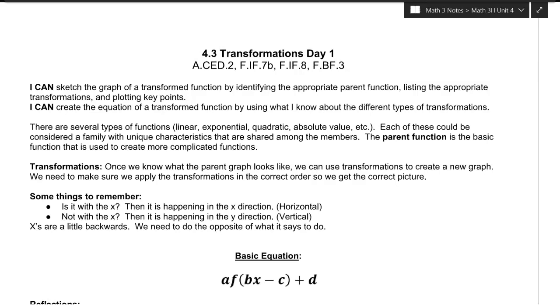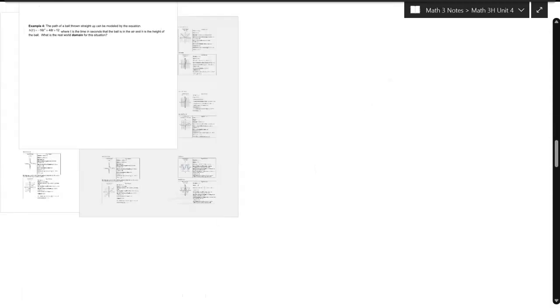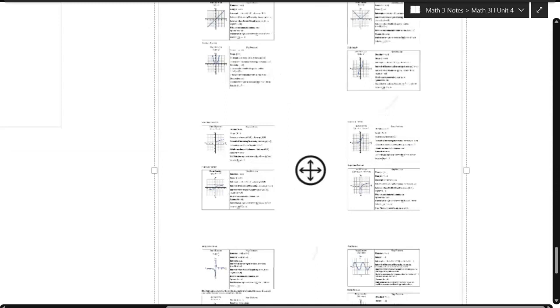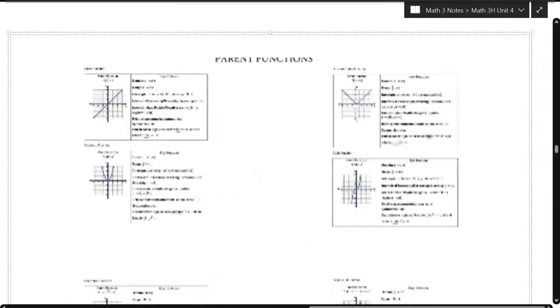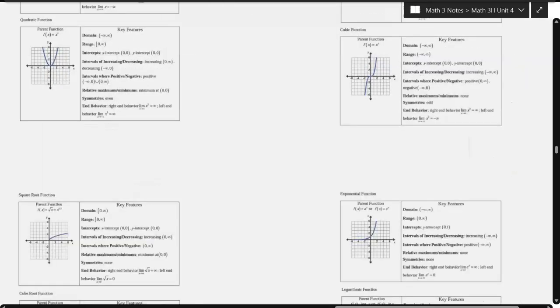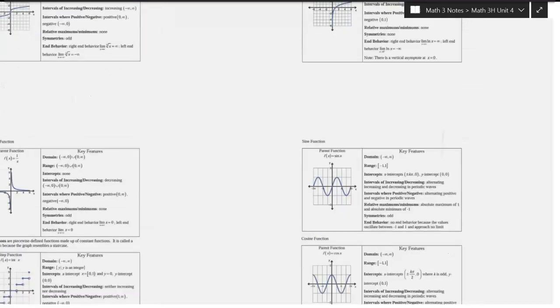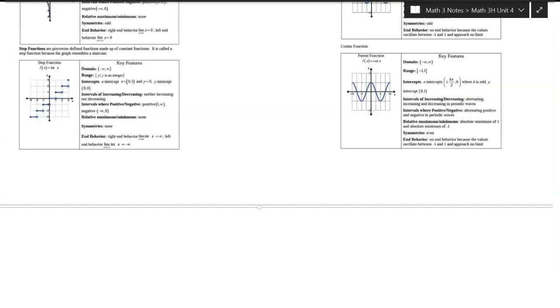This is 4.3 Transformations Day 1. We are looking at graphs and how they transform from their original parent function. If you look at your note packet, the page before this page, you have a parent function page. It goes through all of the different parent functions that you have, and you'll be able to look at that and help you identify your parent functions.